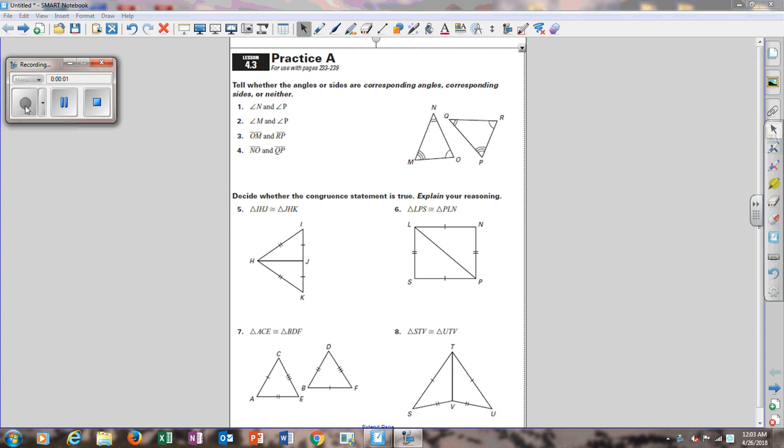Okay, 4.3 practice A. As promised, I'm going to review all your worksheets to help prepare you for the test. So none of you can complain and say that it's because I didn't teach you how to do the stuff that's on the worksheets or on the test. Here's looking at you, Scoot.